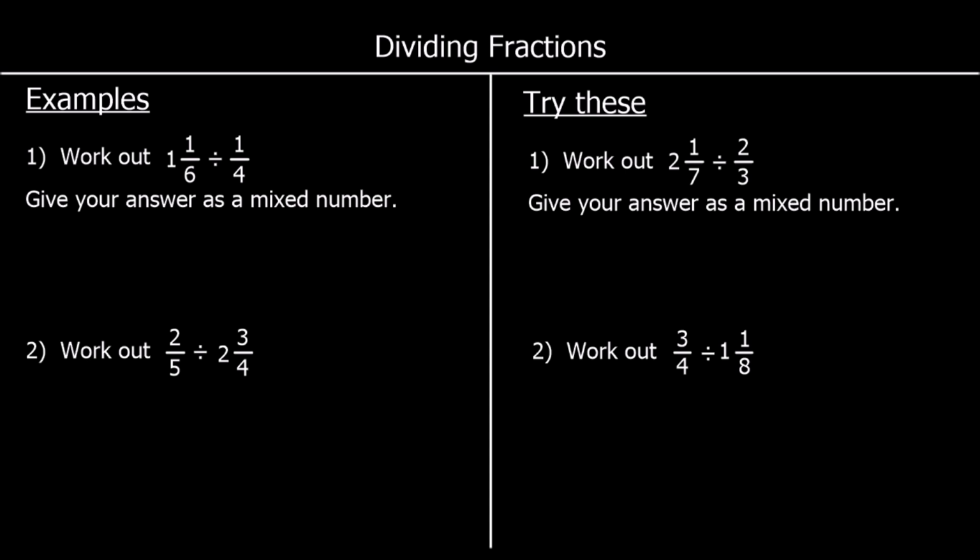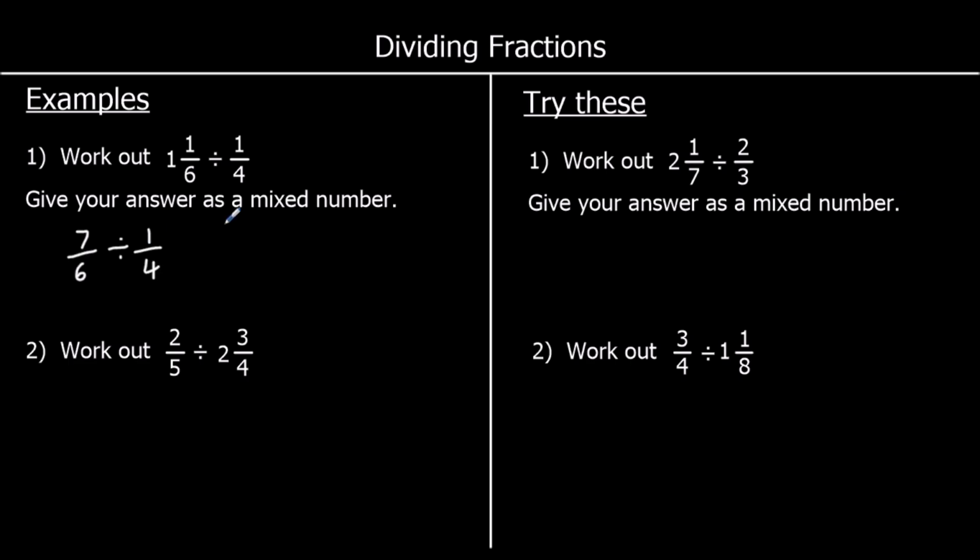And another example here. This time we've got a mixed number in the question. So we're going to have to change that into a top-heavy fraction before we can do our calculation. So 1 whole one and 1/6. So a whole one is 6/6. So we've got 6/6. 1 times 6 is 6. Plus another one is 7/6. So that's 7/6 divided by a quarter.